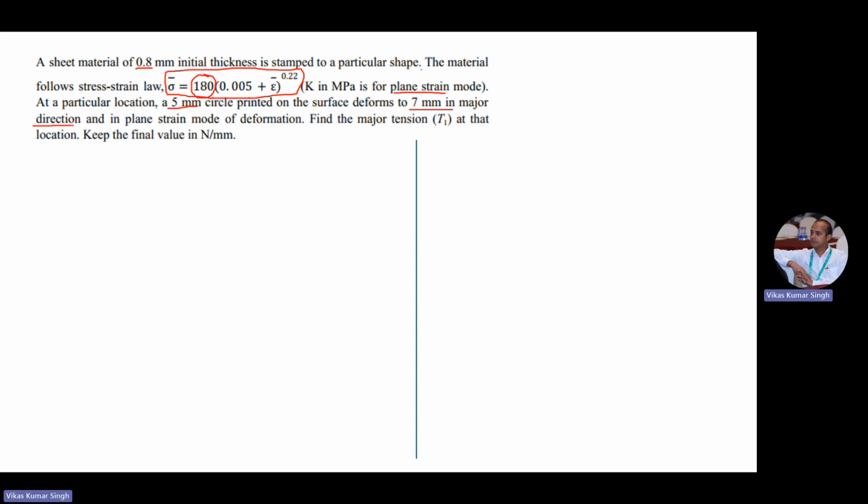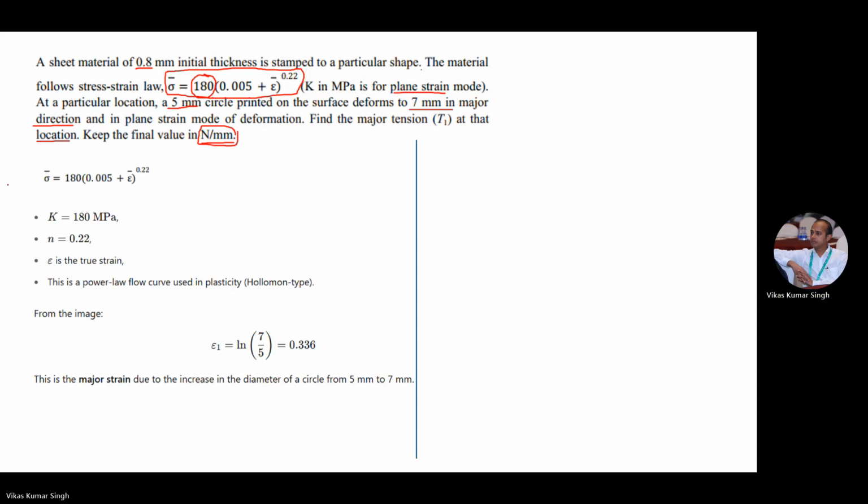So basically, in the major direction, we can easily find the strain because we know strain equals ln of L1 by L2 or T1 by T2. So this value is given here, so we can find out, in the plane strain mode deformation, the major traction at the location. Keep the final value in Newton per mm. So we have to find out the traction. This formula is given here, sigma effective and epsilon effective are given, and K, as I already told, is given here.